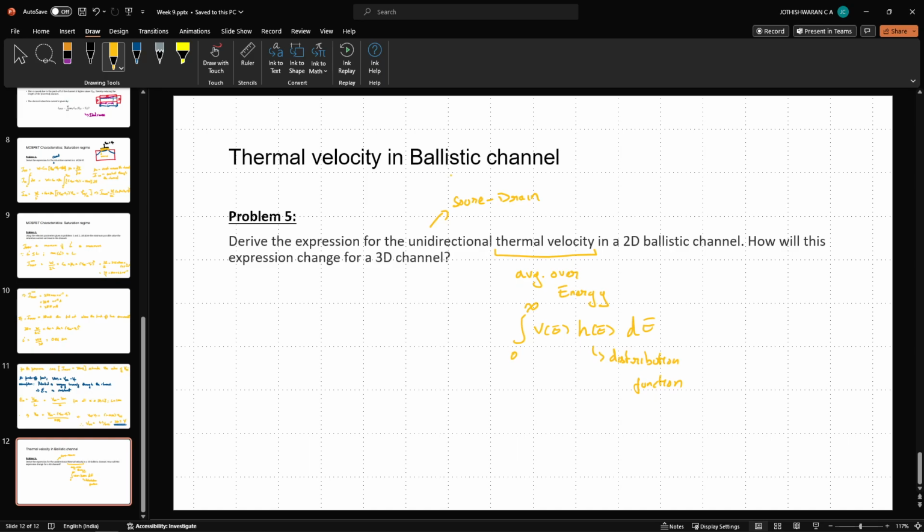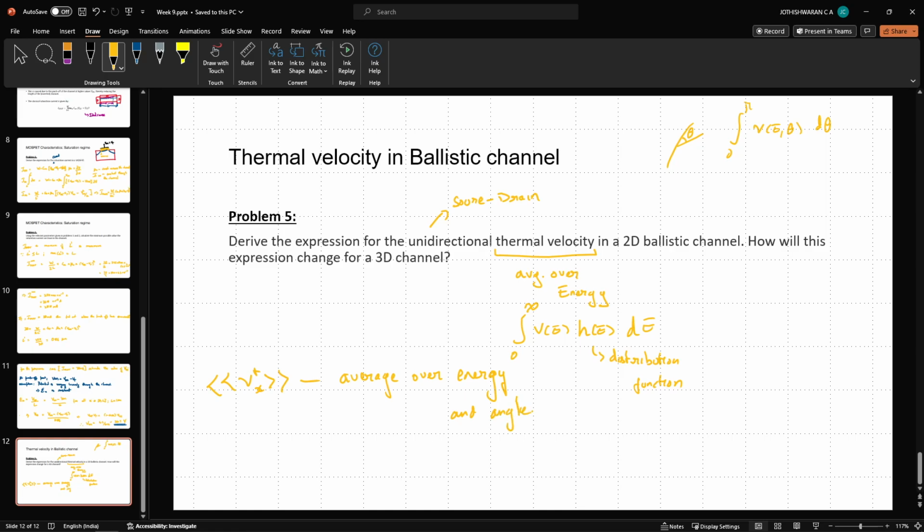So, short channels. When I say unidirectional thermal velocity, we will represent it by v plus of x. Again, x is the direction along which our channel is present. And this automatically implies this is an average over energy. And now the source-drain thing, if you remember, for a 2D channel, we took the angle at which it is entering and we integrated over all angles from say 0 to pi. So we took this theta and we did the integral from 0 to pi of v(E, theta) d theta. We did this.